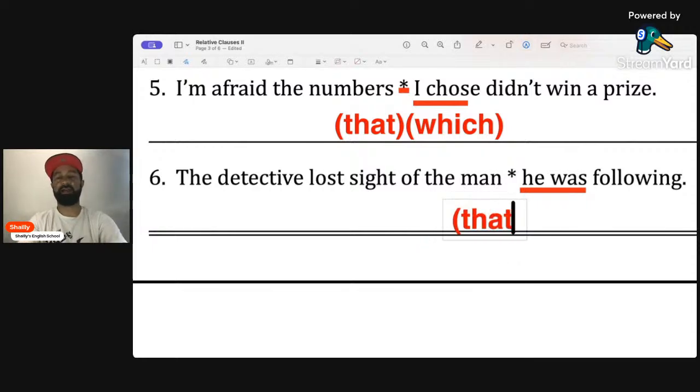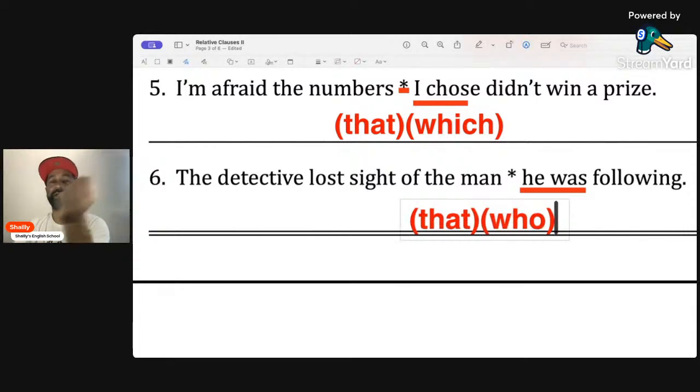We can say who. The detective lost sight of the man who he was following, or the man that he was following, but you don't need it. The detective lost sight of the man he was following. That is completely fine.